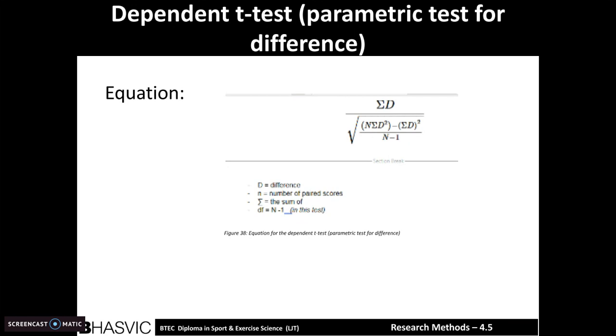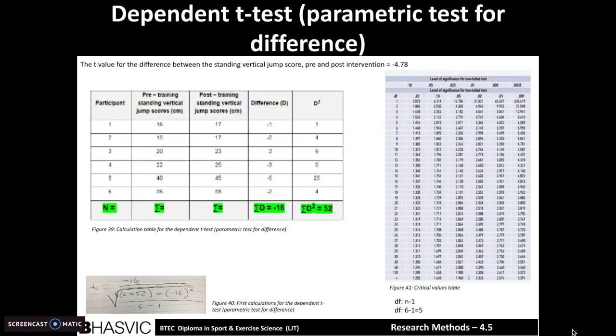The researcher will use the dependent t-test when the data is normally distributed, as it's a parametric test for difference, but also when they use the same participants, as the test is dependent. So the same participants were used in the two groups for the data set. So same people, both pre and post intervention, were used. In this example, the researcher took scores pre and post intervention to calculate the difference to see if there was a significant difference of the intervention.